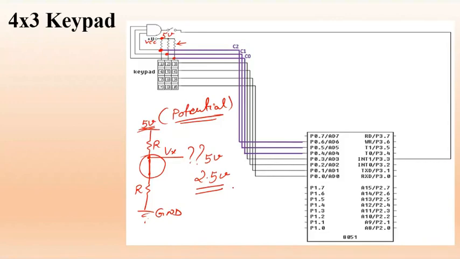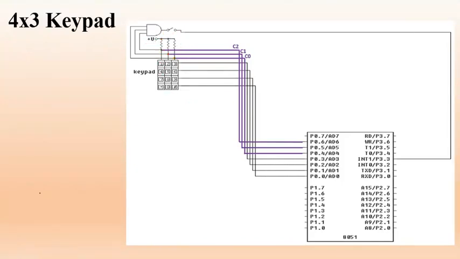Clear? So that means the potential at this node will depend on what kind of circuitry you have in the keypad. Okay. Therefore, it is not necessary that this node will always remain 5 volt. But if this key is open or the circuitry is open, in that case you will be getting 5 volt. Otherwise, you will be getting a different voltage.